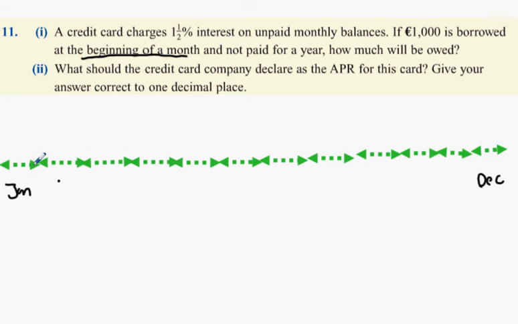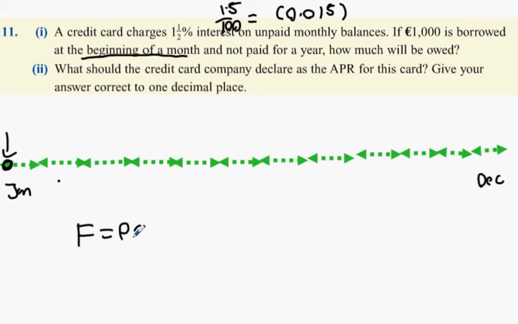Now, what happens if I borrowed at the end of the month? How many months interest will there be till the end of the year? 11. But if I borrow at the start of the month, there's 12 months interest, alright? So that's very significant. The words beginning and end of a month are quite significant, okay? Next thing. Interest is 1.5%. 1.5 divided by 100. Anybody? 0.015.